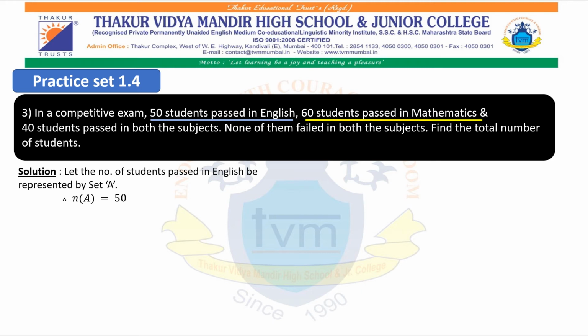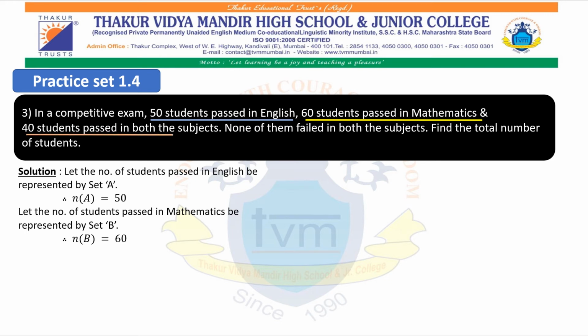Then they had said 60 students passed in mathematics. This group of students we will take it as set B. Therefore, we will write let the number of students passed in mathematics be represented by set B. And how many students passed in mathematics? 60. Therefore, n of B equals to 60. And 40 students passed in both, means intersection. Therefore, we will write here 40 students passed in both the subject. Therefore, n of A intersection B equals to 40.